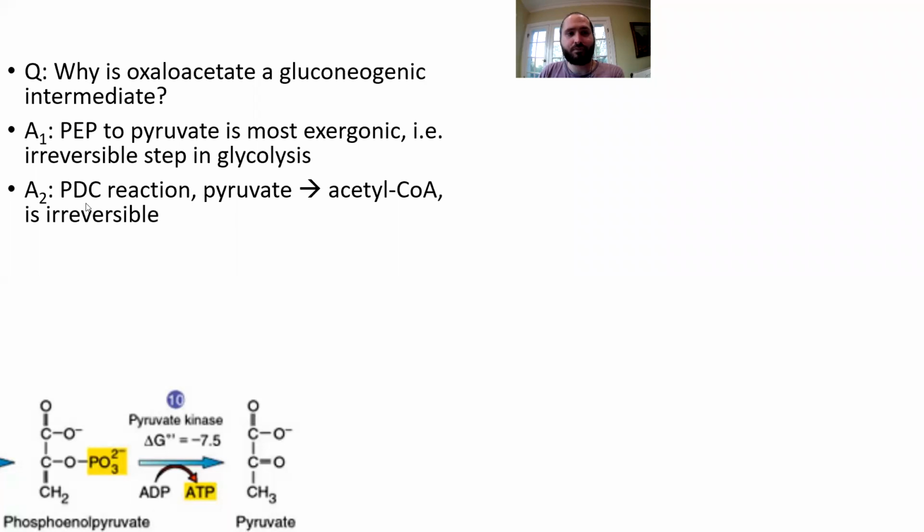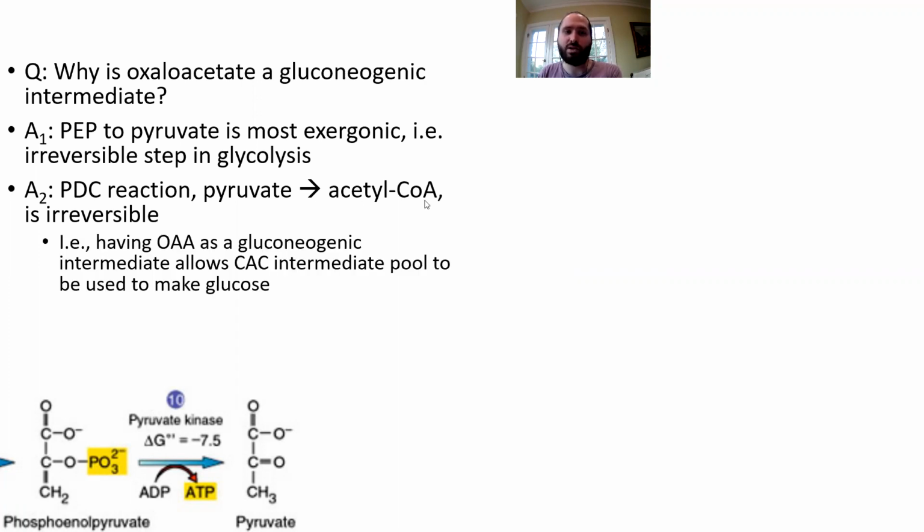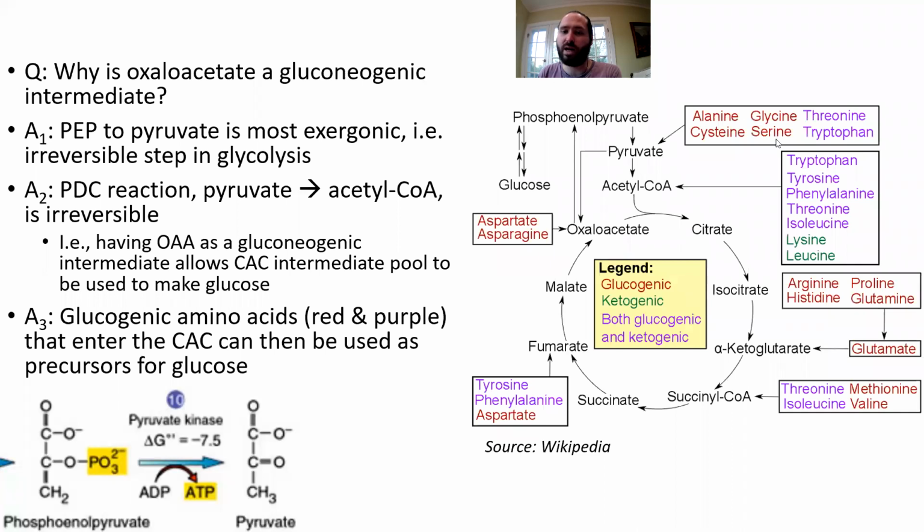Another answer is that the pyruvate dehydrogenase complex reaction, which is pyruvate to acetyl-CoA, is actually irreversible. I'm going to show all of these bullet points because I want to reference this. So this pyruvate to acetyl-CoA reaction is irreversible. In other words, we can't change acetyl-CoA back to pyruvate, but we can change pyruvate into oxaloacetate. Pyruvate can serve as the precursor to both acetyl-CoA and oxaloacetate, which are the two molecules that combine to kick off the citric acid cycle.